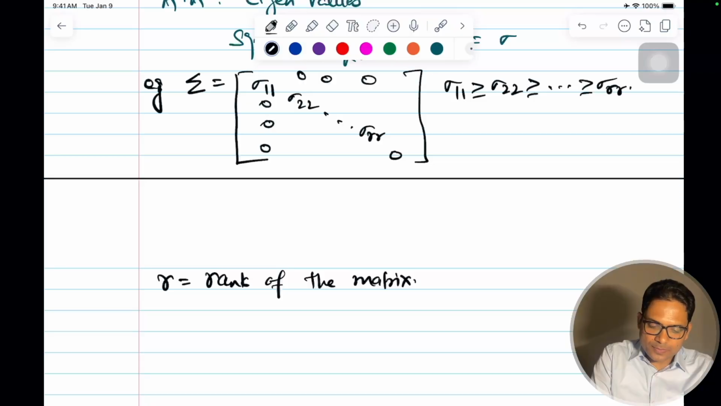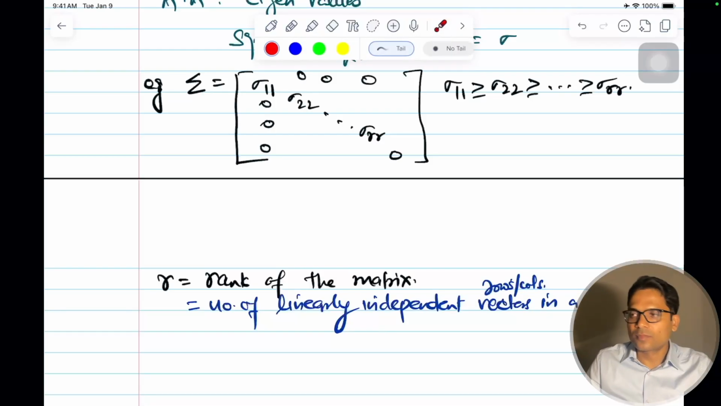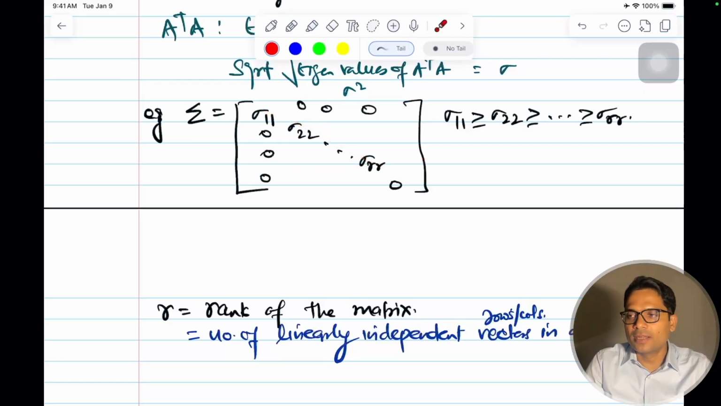This is just a revision. We have covered this in detail in my matrix video. The rank is equal to the number of linearly independent vectors, whether rows or columns. So that is your rank. All the linearly independent ones, only those will feature here, and that will become my rank.